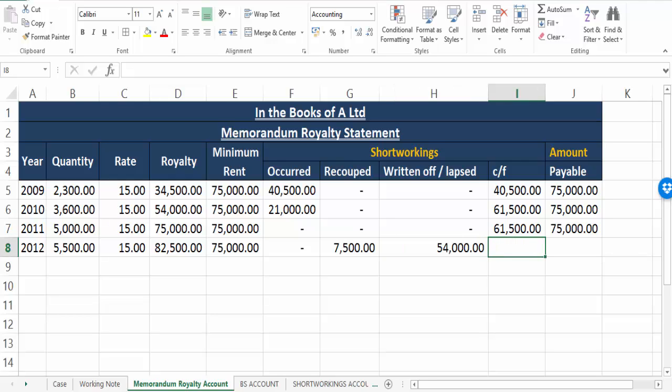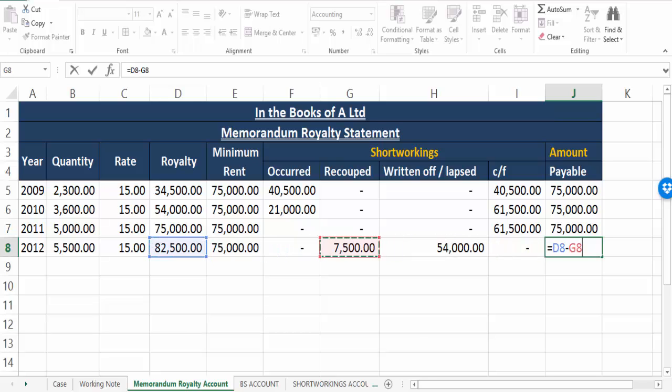Now if I calculate what can be carried forward, it will be 61,500 plus short workings, we don't have anything, minus recoupment minus write-off or lapse. So nothing can be carried forward. Now the question is, what is the amount that is payable? The amount that is payable is royalty minus recoupment, so it is 75,000.